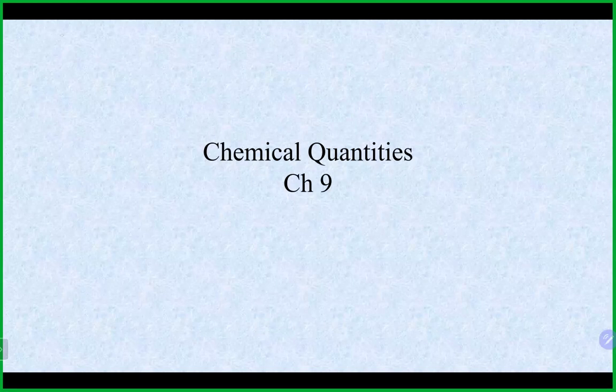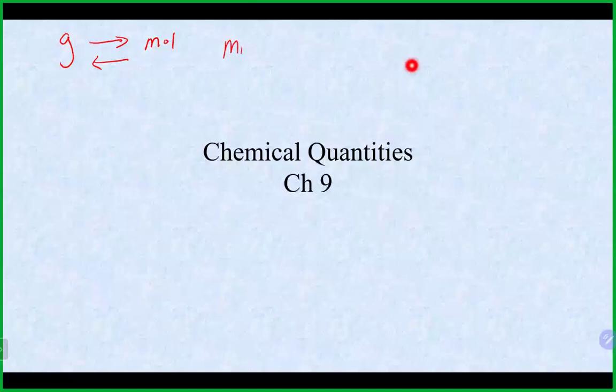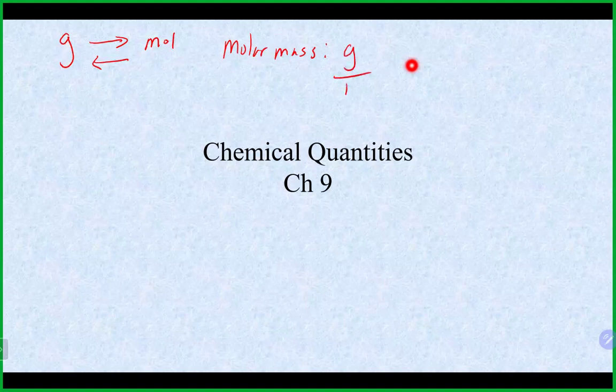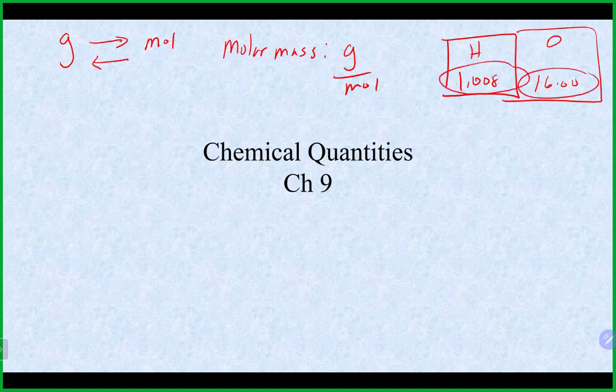Again, a reminder that one of the main conversions that we use in this chapter for sure is the conversion between grams to moles and moles to grams. And that is the molar mass that we use as a conversion factor. And again, a reminder that we get the molar mass from the periodic table. So if you had something like hydrogen, or maybe oxygen as well, it is these numbers on the bottom, which is how many grams there are per mole.